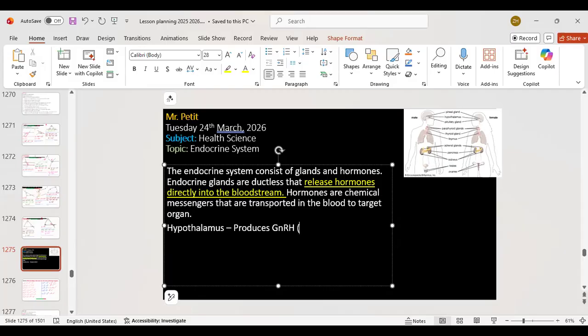You all familiar with GnRH? Sir, I believe not. Okay, so I hope I remember how to spell this. Gonadotrophin releasing hormone.